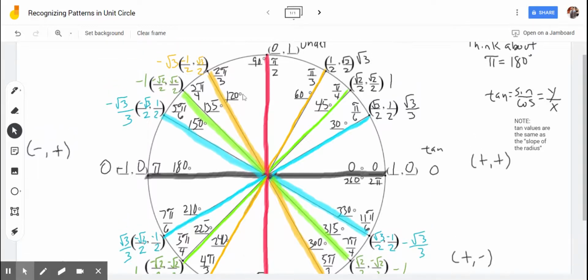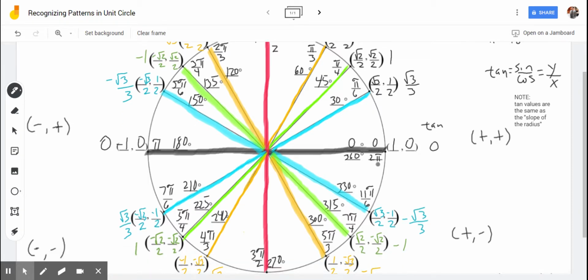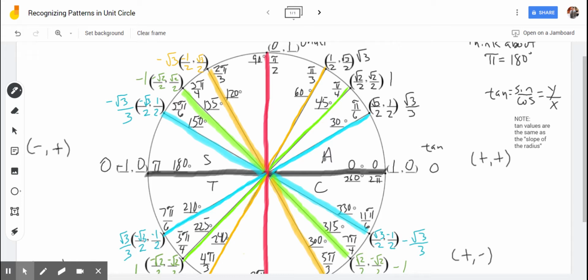So now that we've filled in our entire unit circle values, we're just going to summarize the tricks that we can use. Okay, so to kind of use an acronym to remember what the signs are going to be in each of the quadrants, we're going to have A, S, T, C in each one of the quadrants here. So we can use this mnemonic device.